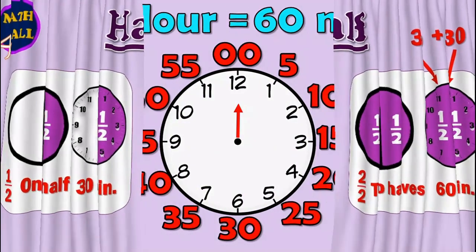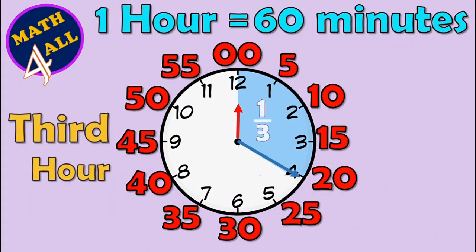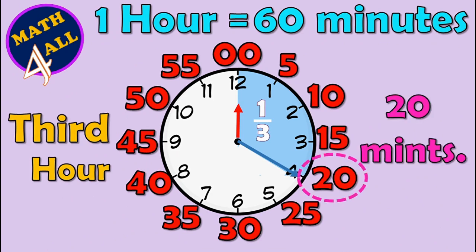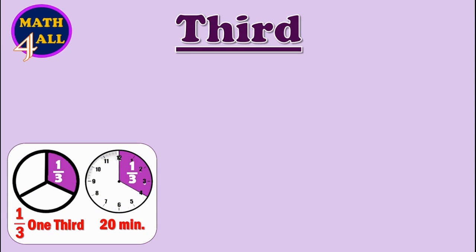Now, let's go back to the clock face again. According to the clock face, a third of an hour equals 20 minutes. So, let's talk about thirds. 1/3 of an hour equals 20 minutes.